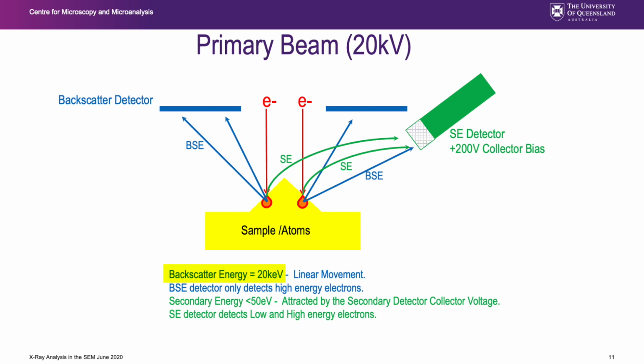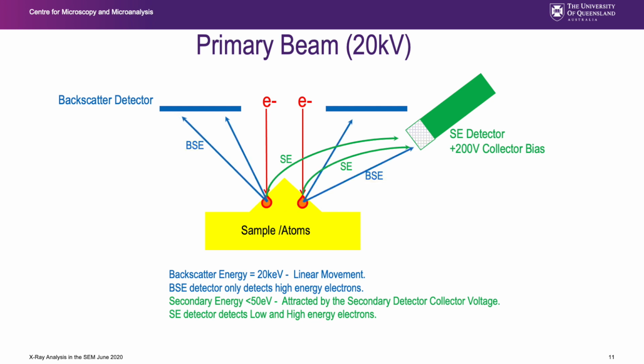Quite different. And backscatter electrons, they're high energy electrons with nominally the same energy as the primary beam. They travel fast and in straight lines. So you can see where the primary beam is hitting the specimen in red, and the backscatter electrons travel out in straight lines and hit the detector.